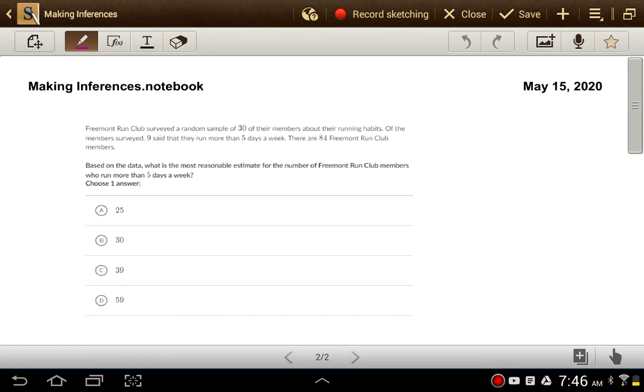Same thing in my next example here. We've surveyed 30 people, so that's my bottom number. 9 run 5 or more times a week, so that's 9 out of 30 run 5 or more times a week, which is what we are looking for here in our question. Always make sure that the information they give you matches the question they're asking. And I want to know how many there are. In this case, it just tells me that there are 84 members, so I just need to put the 84 there. I'm looking for that number up there.